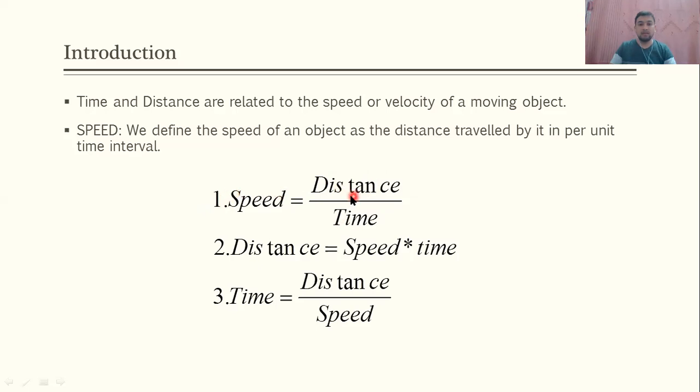If you want to calculate distance, it will be speed into time, and if you want to calculate time, it will be distance upon speed. Okay, so I think these are the three simple formulas everybody knows.